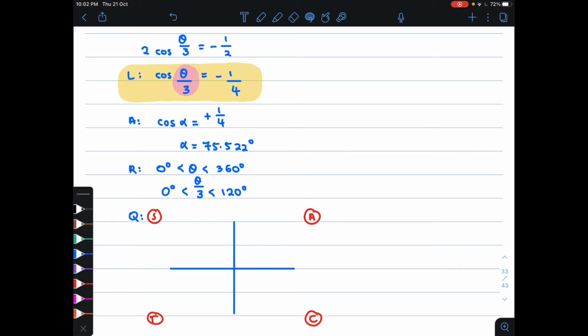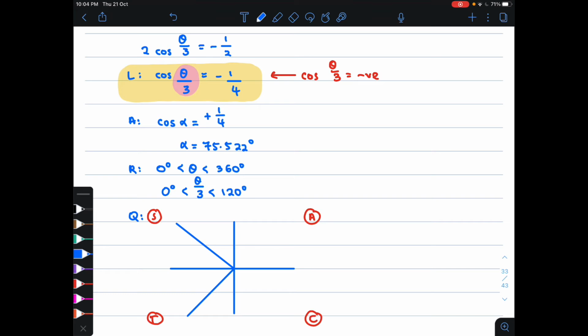Next, for step Q, draw your quadrant and then label A, S, T, and C as per usual. Look at your linear form. Here we can see that cos is a negative value. So the quadrants where cos is negative should be quadrant 2 and quadrant 3, because in quadrant 1, cos is positive, and in quadrant 4, cos is also positive. But in quadrant 2 and quadrant 3, cos is negative.